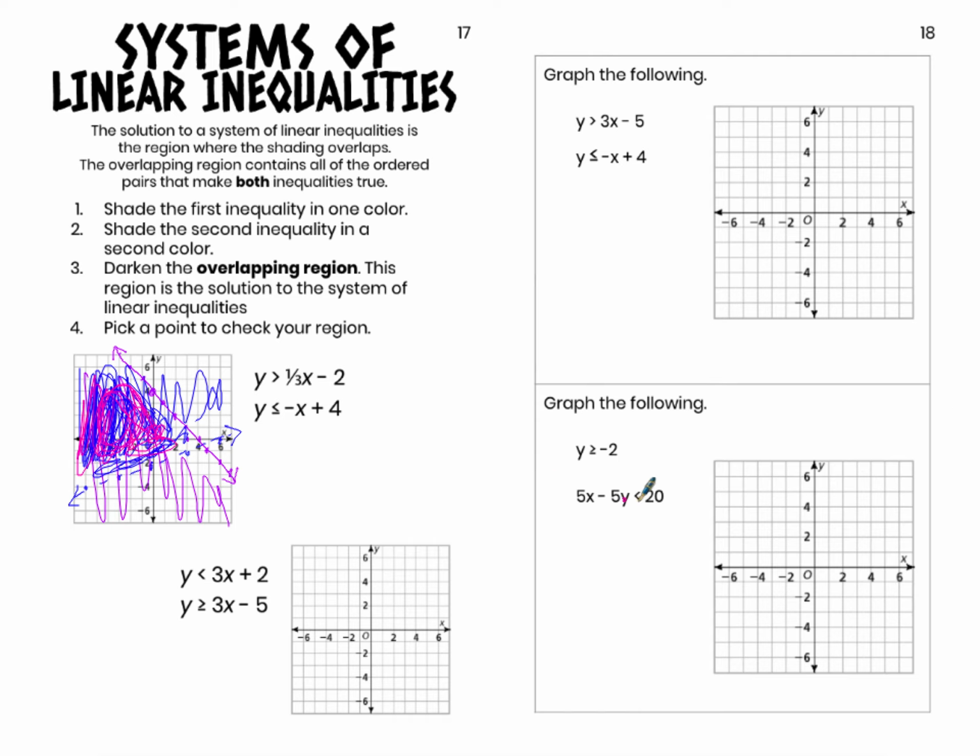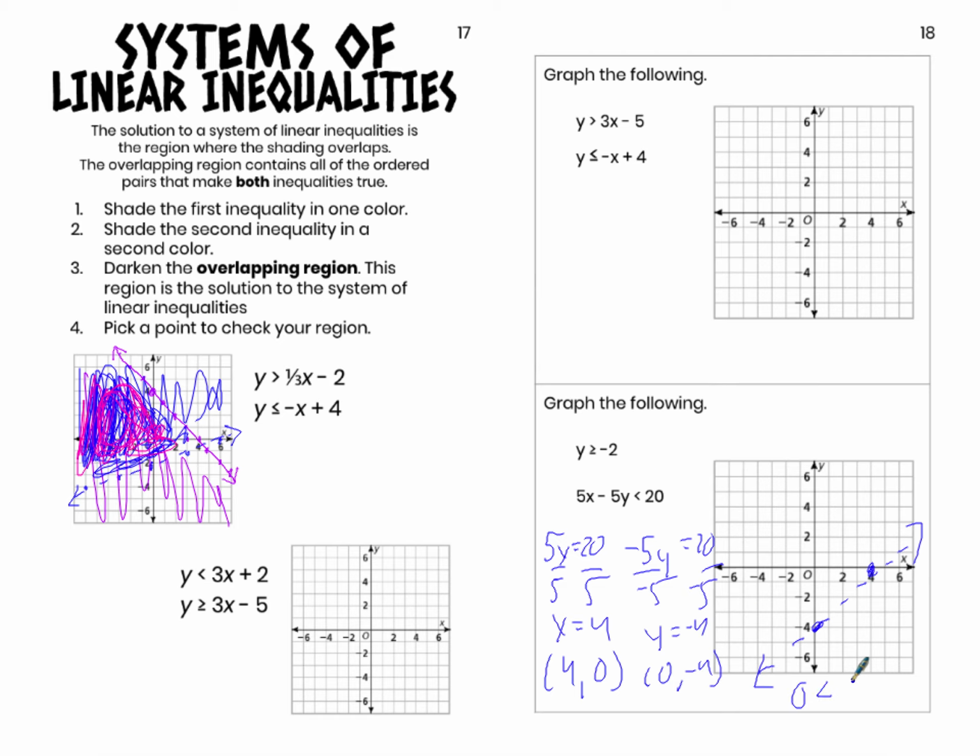But if we have a standard form inequality, we should find the intercepts. So 5x equals 20. X-intercept is 4. Remember that we are pretending it's an equality to start with, an equation. Y-intercept is -4. Here we have a dashed line. And we need to plug in the point 0, 0, or some other point to see which side to shade.